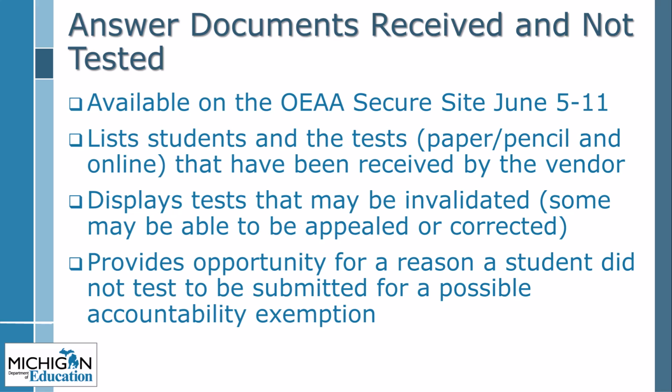The list will also display tests that may be invalidated for various reasons. Some of the reasons for invalidation may be appealed or corrected to ensure a student receives a valid score. This will also be the opportunity for schools to submit a reason why a student did not test for review by the Accountability Office for a possible exemption.